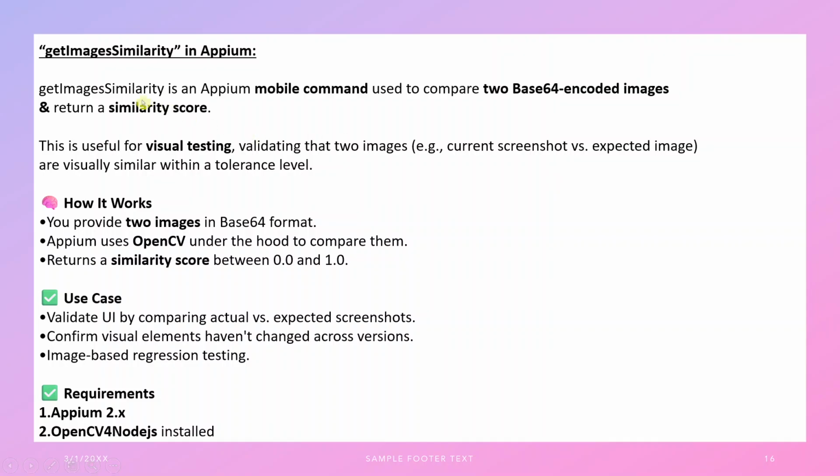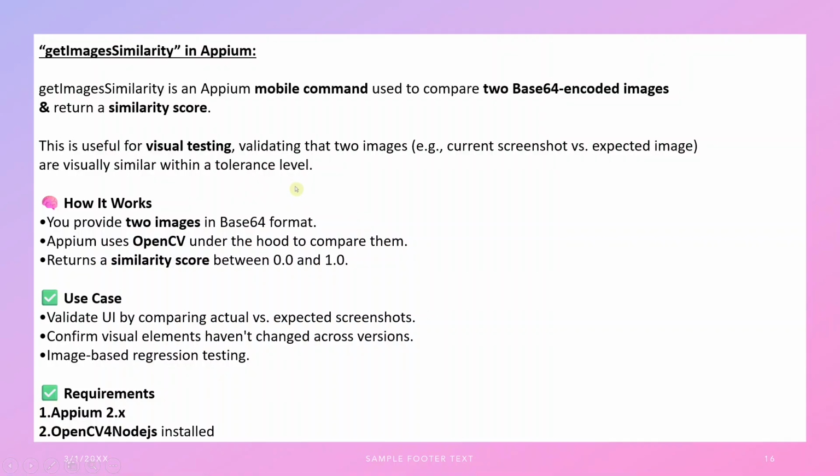So what exactly is getImagesSimilarity in APM? It is an inbuilt method in APM, used to compare two base 64 encoded images, and after comparing them, it returns a similarity score. This is useful for visual testing, validating whether two images, the current screen versus the expected image, are visually similar within the tolerance limit.